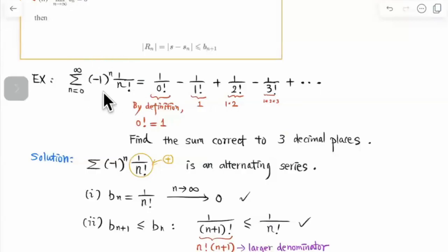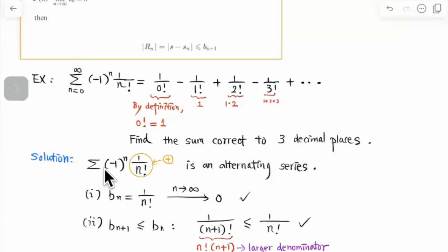We look at this series here. This is an alternating series. If I write this out term by term, you have this. Notice that by definition, 0 factorial is equal to 1. We want to find the sum correct to 3 decimal places.